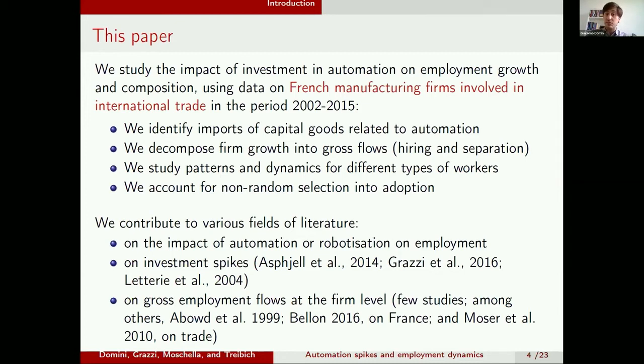We provide evidence on French manufacturing firms that are involved in international trade in the period 2002-2015. Some highlights of our paper are that we construct a firm-level measure of investment in automation-related technologies. I'm going to show in a couple of minutes that this is based on import data. We look at the effect of automation technologies on employment growth, but we are also able to decompose employment growth into gross worker flows, meaning basically the inflow of newly hired people and the outflow of people who got separated from the firm.